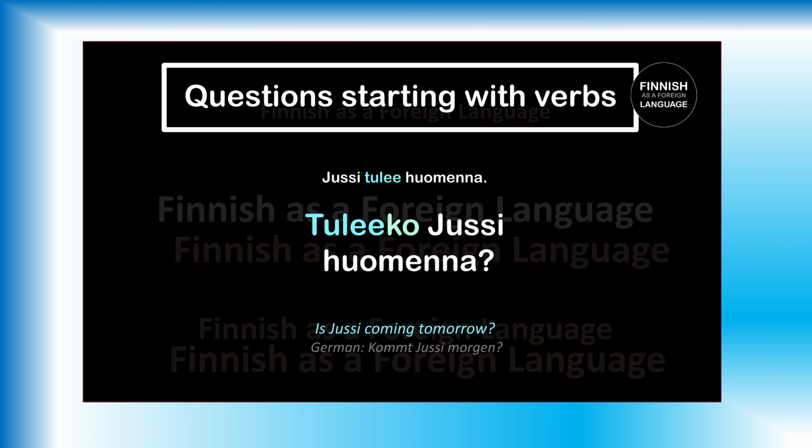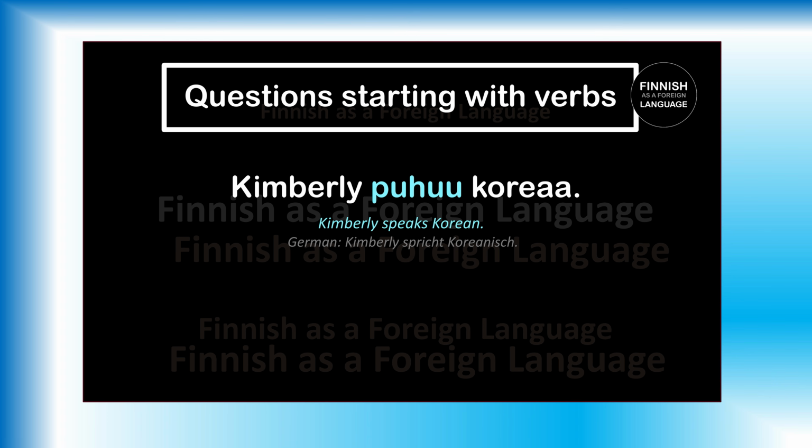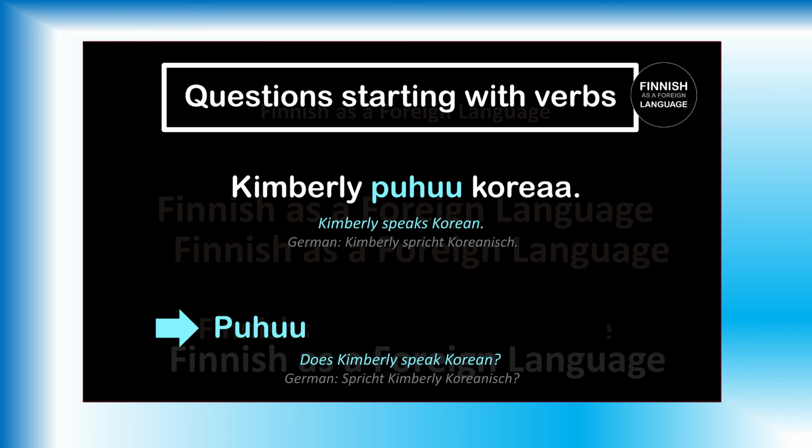Let's repeat again. Tuleeko Jussi huomenna? Is Jussi coming tomorrow? Let's take one more example. Kimberly puhuu koreaa. In English, Kimberly speaks Korean. Can you form a question out of it? Let's do it together. Again, step number 1. Move the verb to the first position. Here our verb is puhuu. Then in the second step, we add the question marker ko to it and we get puhuuko. In step number 3, we just continue with the rest of the sentence. So that means we have puhuuko Kimberly koreaa. In English, does Kimberly speak Korean?